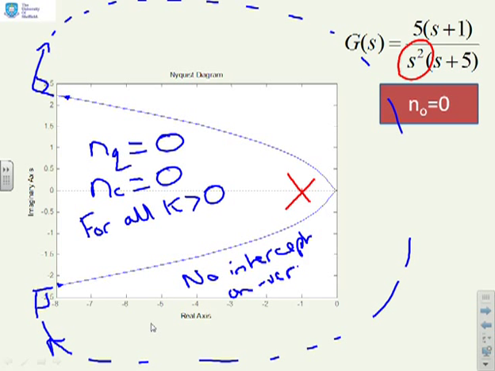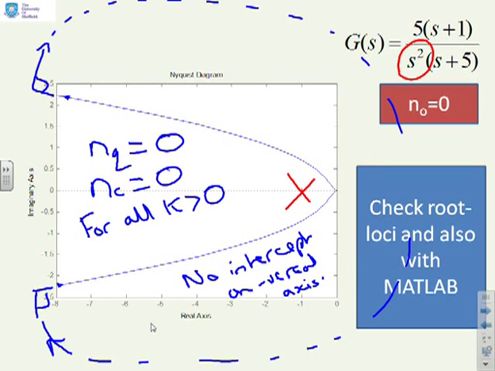So therefore, I cannot change the number of encirclements by changing the value of gain. And therefore, this system will be closed loop stable for all positive values of k. And again, what I would say is, I'm not going to do it. Go and check this out with MATLAB and see if that is indeed the case.